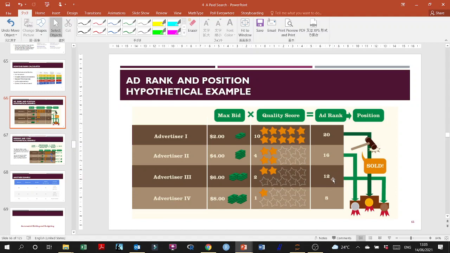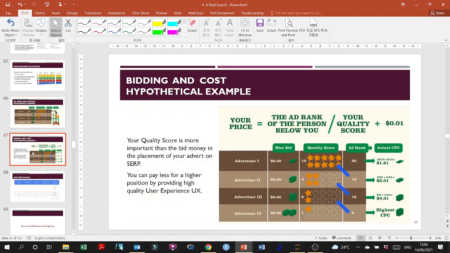I asked them the question, what do you think should happen? Of course, what happens is the one with the highest quality score will still be on top of the one with the lower quality score, because this is what Google tells us. Google says that money is not the most important, but actually the quality score. This is what they say.